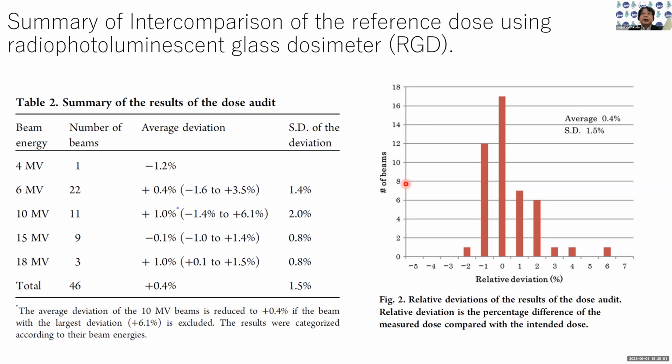The right figure shows the histogram of relative deviation. More than 90% of the beams were within plus minus 3%. Only one beam exceeded the tolerance level of plus minus 5%.